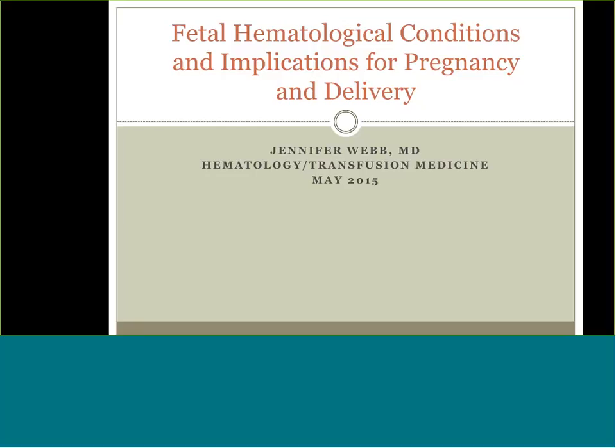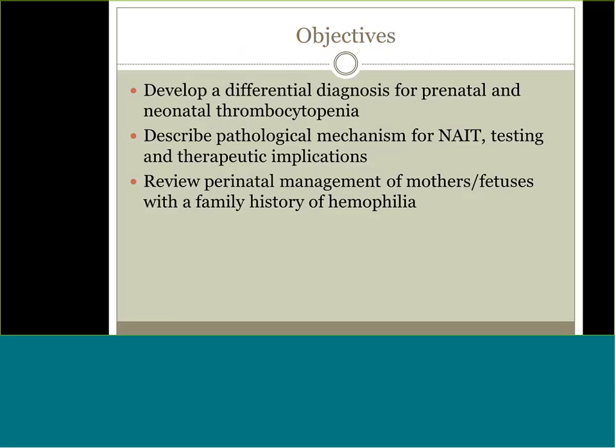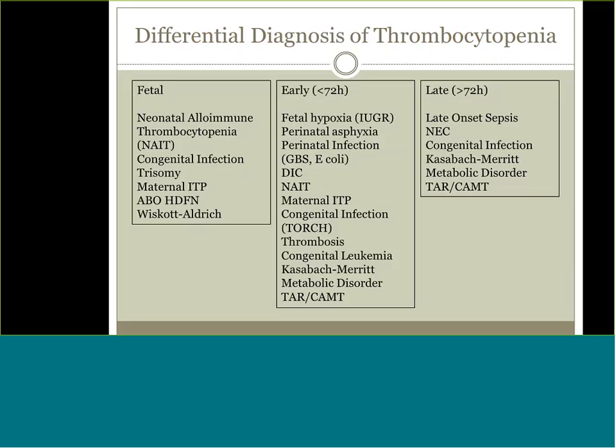And again, the title: Fetal Hematologic Conditions, Implications for Pregnancy and Delivery. My objectives for this are to develop a differential diagnosis for prenatal and neonatal thrombocytopenia. I want to describe pathological mechanisms for NAIT testing and therapeutic implications, and we'll spend a lot of time on that. I was asked to speak a little bit about TAR, the thrombocytopenia absent radius syndrome, so I'll briefly talk about that and what testing is available for that here. And then review perinatal management of mothers of fetuses with a family history of hemophilia, what the guidelines say regarding how to manage these infants.